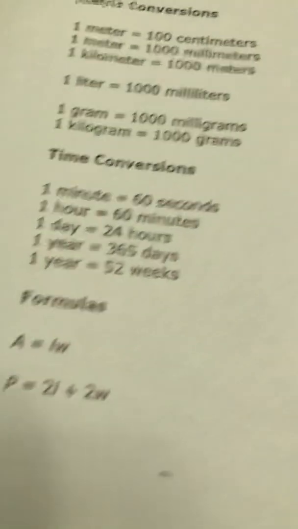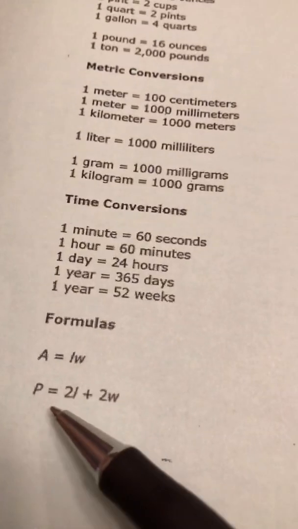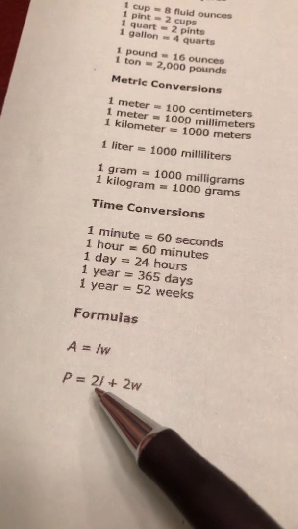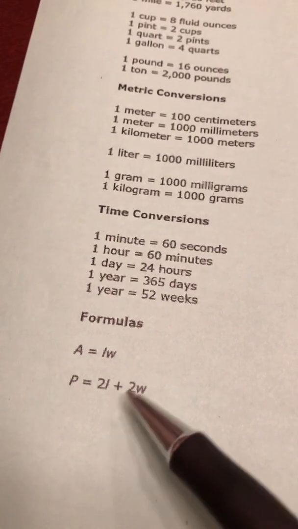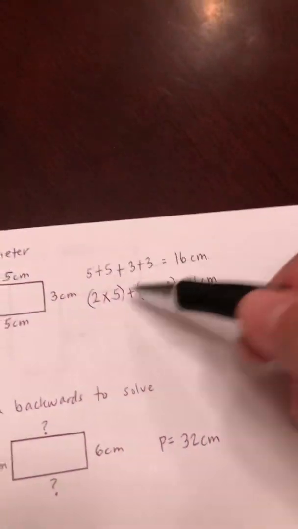That does show up here on your reference sheet. Remember we looked at this last week when it came to measurement. And here's our formula for perimeter. The students have to understand what all this means. This 2L is 2 lengths plus 2 widths. 2 times the length plus 2 times the width. So that is this expression here.